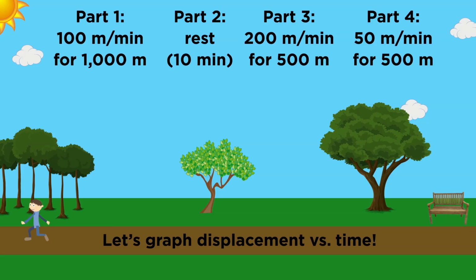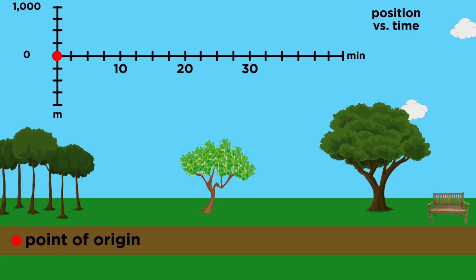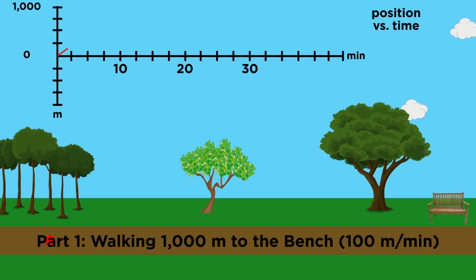Let's represent all of this on a graph of displacement versus time. If the point where you started is the origin, and this point on the y-axis is 1,000 meters, where the bench is, we can draw lines to represent each section of your walk. First, you went the whole kilometer at a speed of 100 meters per minute, so over 10 minutes you went 1,000 meters. This line represents that activity because it goes from the origin, the beginning of the walk, to a point with coordinates of 10 minutes and 1,000 meters.